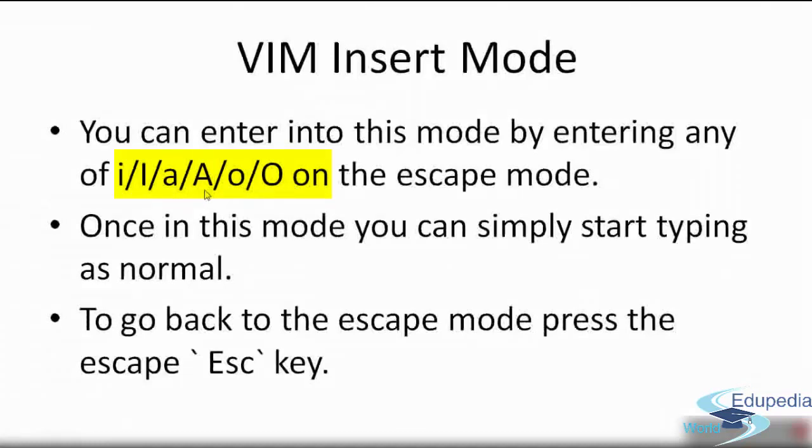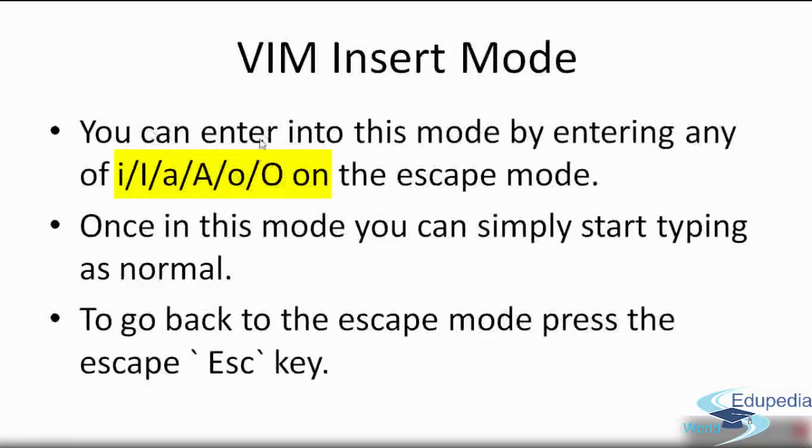When you press capital A, VI will switch from escape mode to the insert mode and take the cursor to the end of the current line so that you can start typing from there onwards. Similarly, small o will open a new line below your current line and also switch to the insert mode. On pressing capital O in escape mode, you will be switched to insert mode, but a new line will be opened above the current line instead of below.